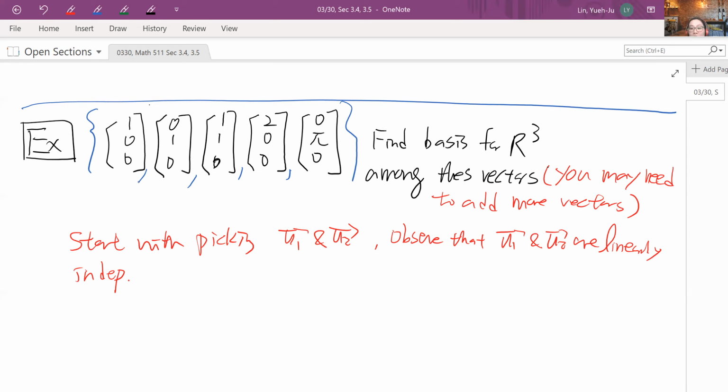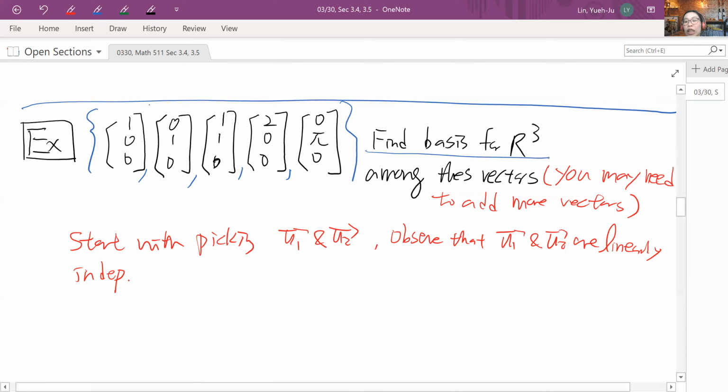I just say, find a basis for R3 among these vectors. So how are you going to pick? There are so many ways to do it. As I said, it's also more like a try and error. In order to delete the bad ones, I can check whether there is any vector among those 5 that is a linear combination of the others. In other words, in order to find a basis for R3, I need 3 independent vectors. So I'm going to find 2 independent ones to start with, right?